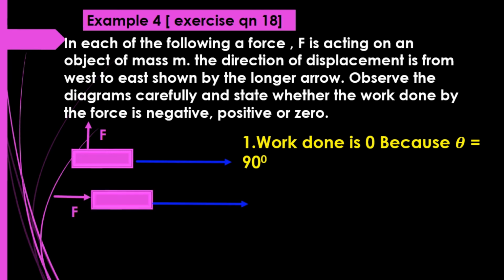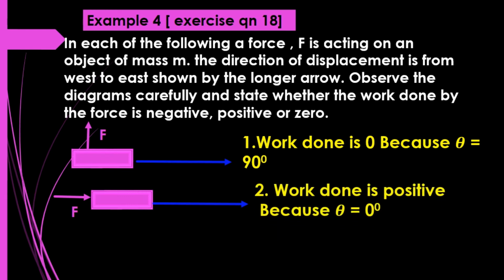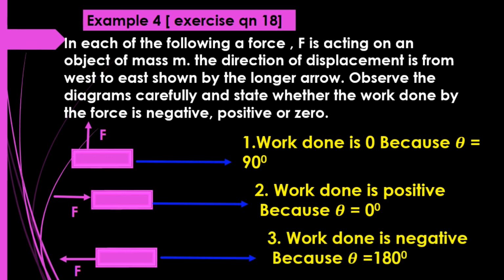Second situation. In this, you can see that force applied and the displacement are in the same direction. What is the value of work done here? Okay, the work done here is positive because theta is 0 degree. Now, third situation. Observe the diagram. You can see that force and displacement are in the opposite direction. What about the angle between force and displacement? Yes, it is 180 degree. Hence, in this case, the work done is negative.